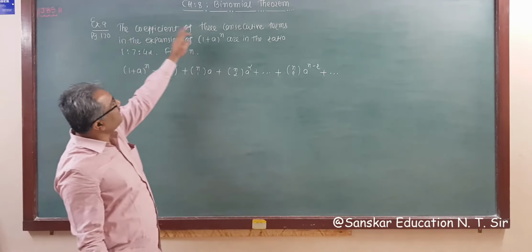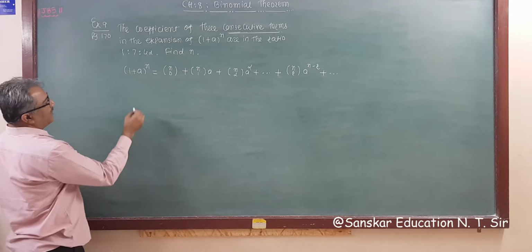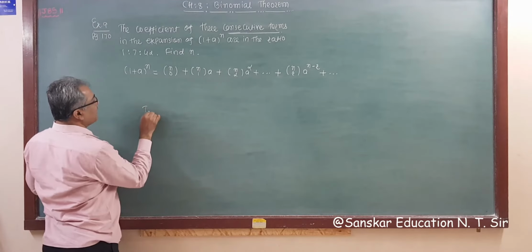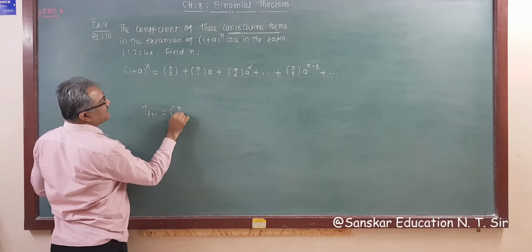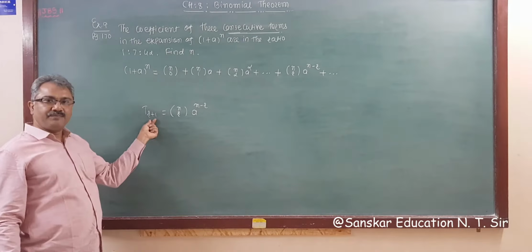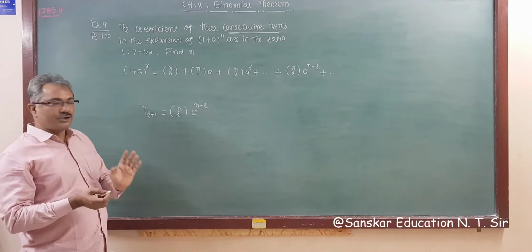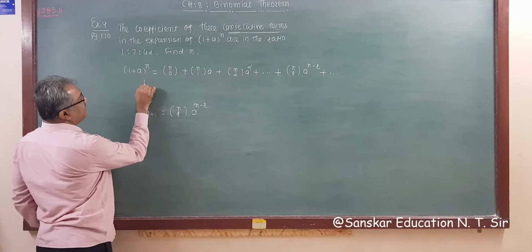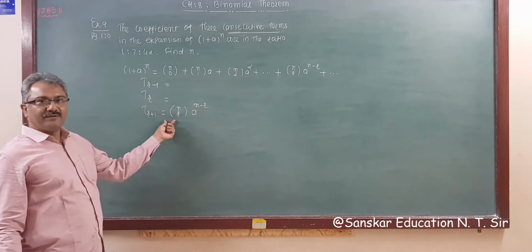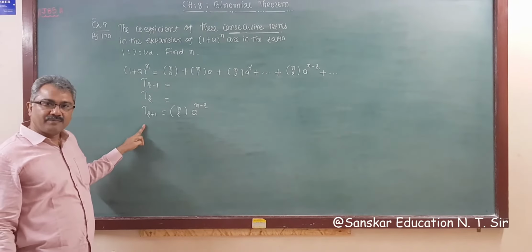So we have to take 3 consecutive terms. Now T(r+1) is this one. So here T(r+1) is equal to nCr a^r. This is the (r+1)th term. We have to take 3 consecutive terms, so what we do is assume the 3 consecutive terms are T(r-1), T(r) and T(r+1).